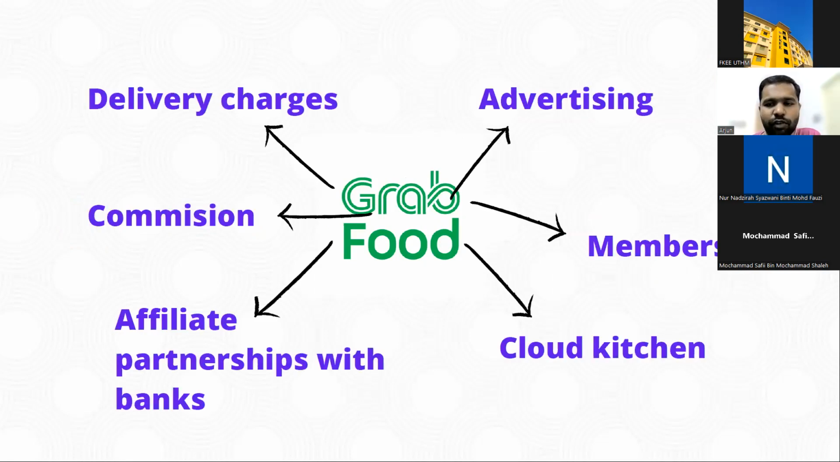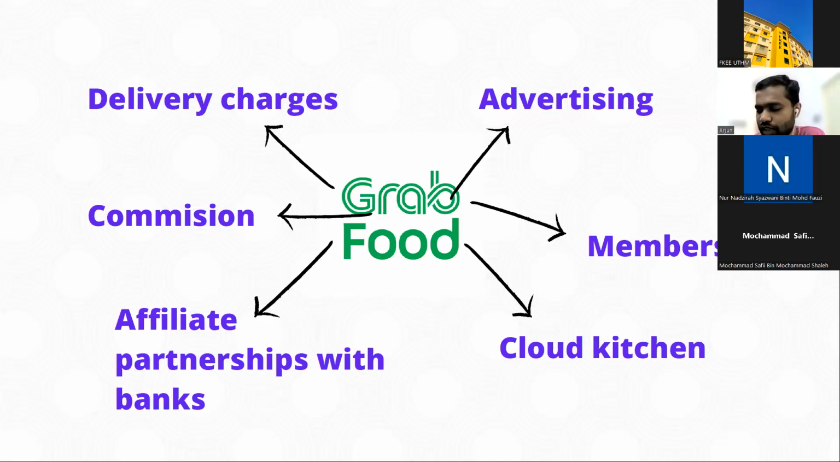Similarly, if you take Grab Food, Uber Eats, they also have multiple business models. So they get a delivery charge from you. They get some commission from the hotel. They get some commission from the banks. So if you go to Grab Food, you will see that if you use a Citibank credit card or a debit card, you will get some 5% offer, 10% offer and all. So for these offers, they will get some commission from the banks for promoting their cards in their platform.